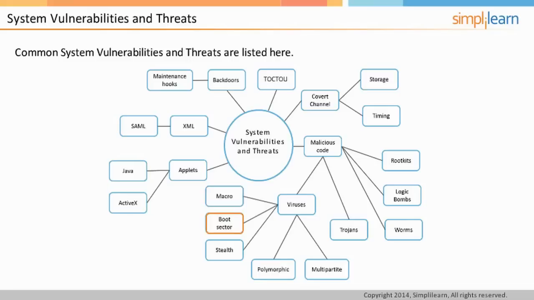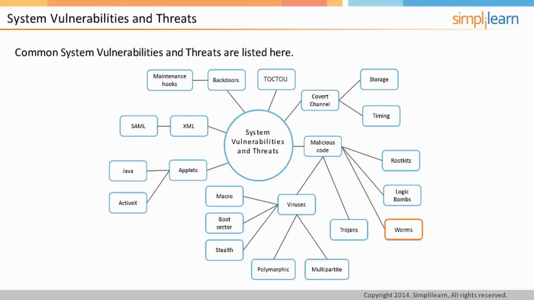Boot sector, a virus that infects the boot sector of a PC, which ensures that the virus loads upon system startup. Stealth, a virus that hides itself from the OS and other protective software, such as antivirus software. Polymorphic, a virus that changes its signature upon infection of a new system, attempting to evade signature-based antivirus software. Multipart, a virus that spreads via multiple sectors.